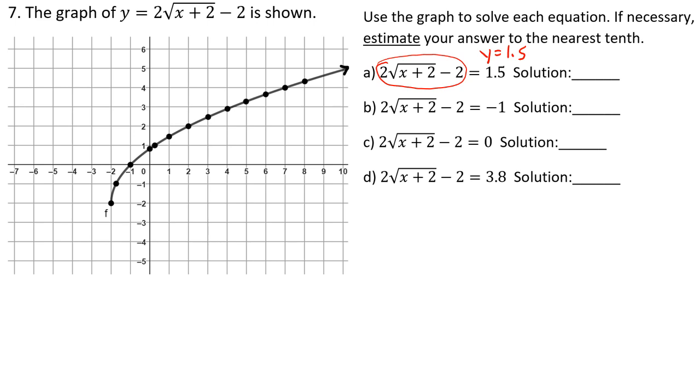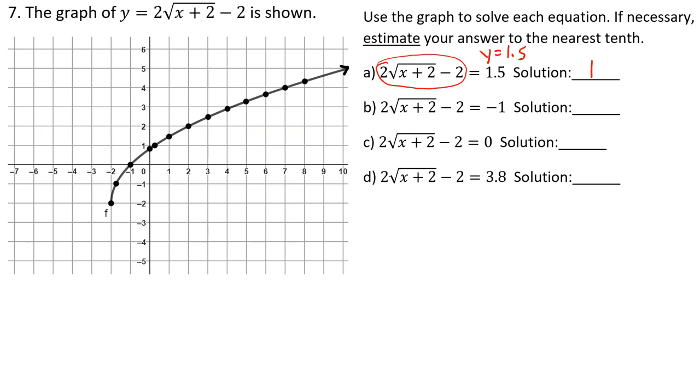So therefore, I'm going to make that particular graph. So here is 1.5. So I draw a line, and I can see it intersects right here. And so my answer is 1. That's all there is to it.